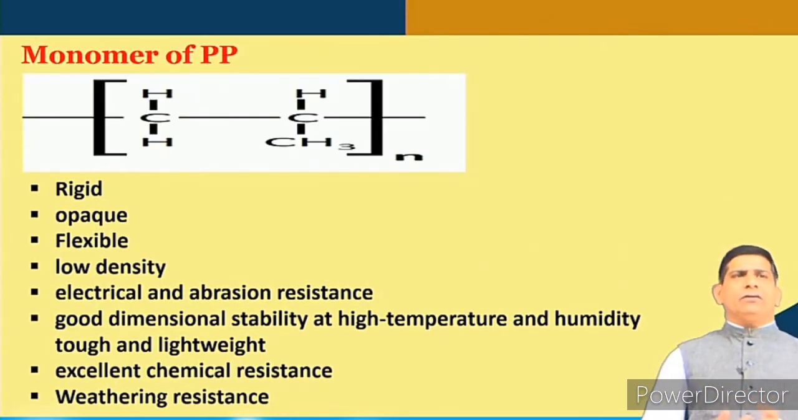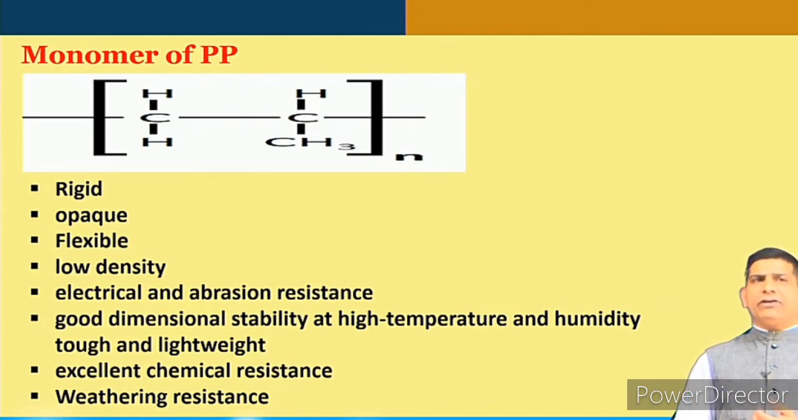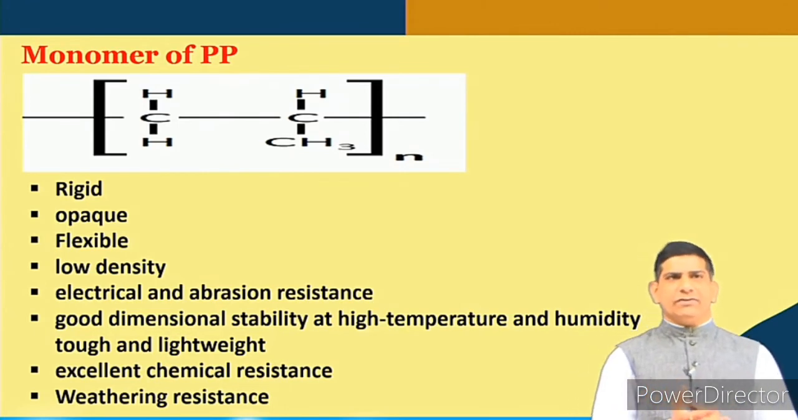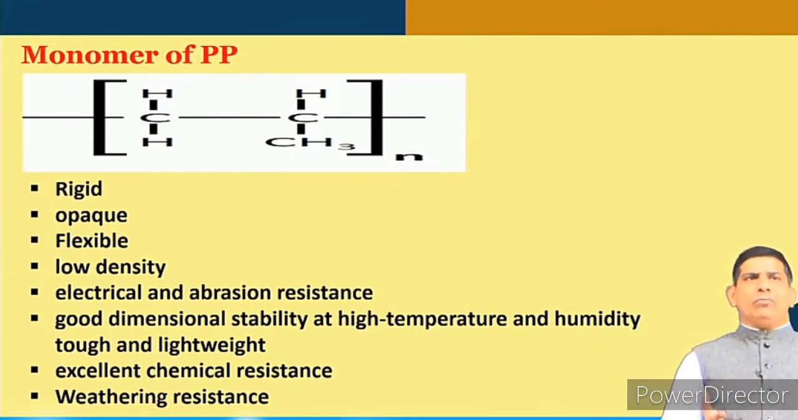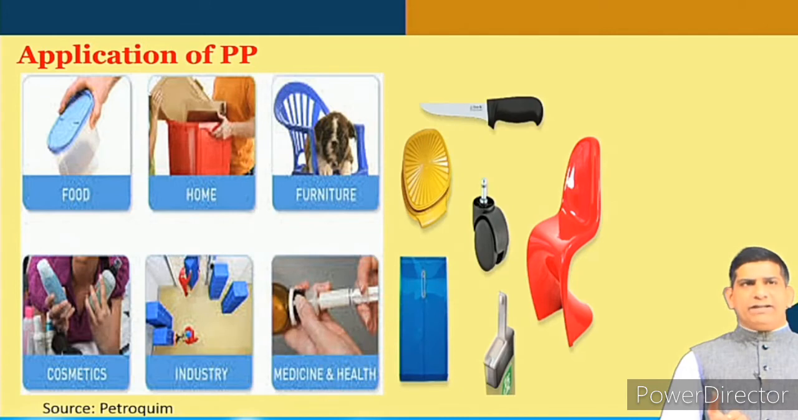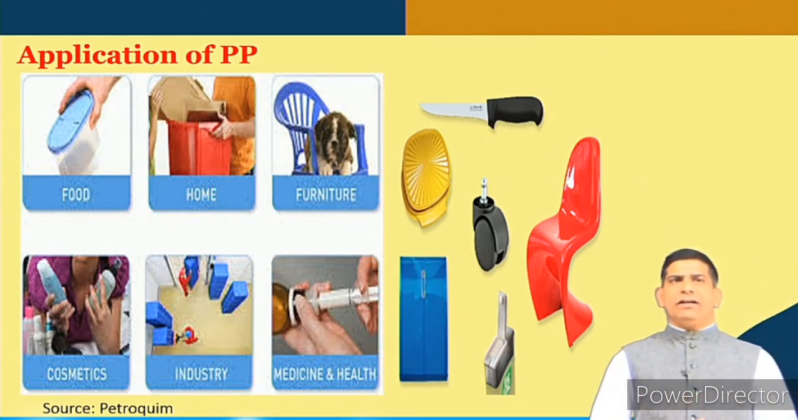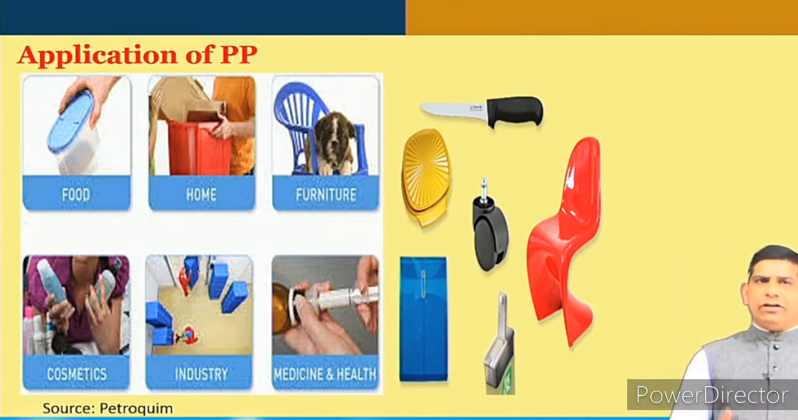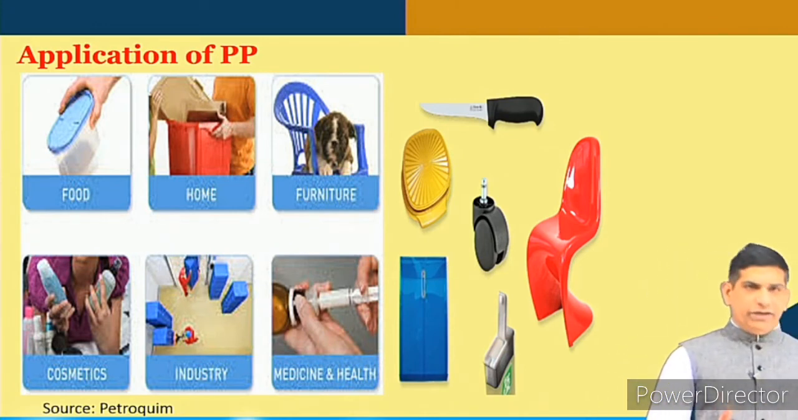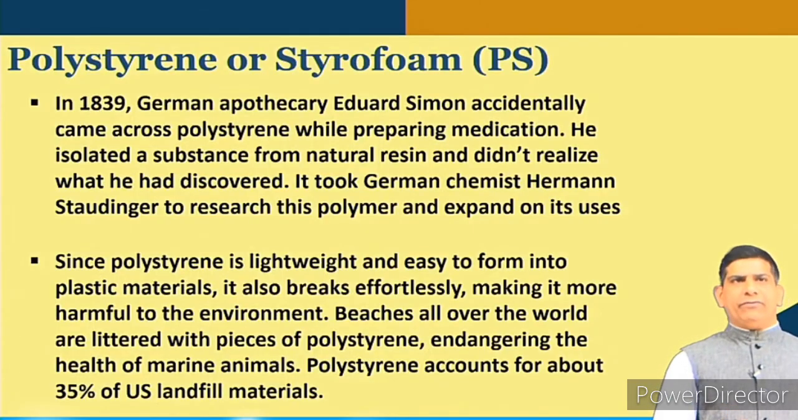It's rigid, opaque, flexible, low density, with electrical and abrasion resistance, good dimensional stability, excellent chemical resistance, and weathering resistance. As you can see, the monomer is a C with 2H, and then we have a CH3, a methyl group, as well. You use polypropylene for food containers, furniture, industry applications, cosmetics, and medicine and health. So there are different applications of polypropylene in our day-to-day life.